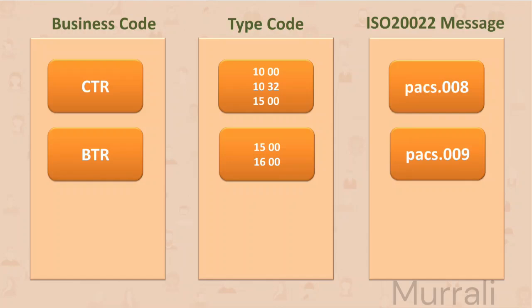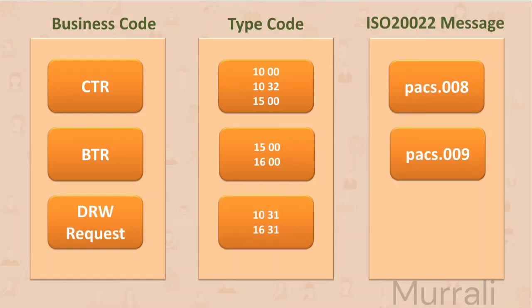Currently, the Fedwire uses a concept called drawdown request and response, which means you can request funds from someone. It can be a business, a friend, or your family, and if they accept your request, the funds will be credited to you. This is currently performed using the function code DRW and the type codes 1031 and 1631. Now both of these functions will be performed using the PAIN.013 message.